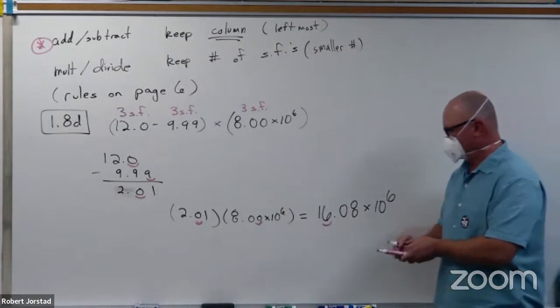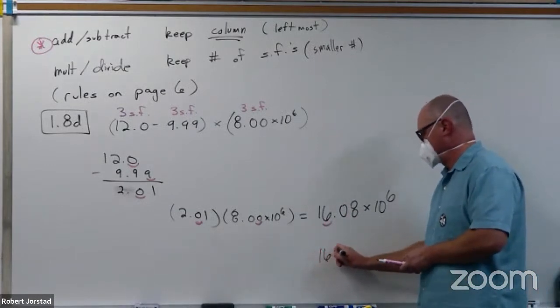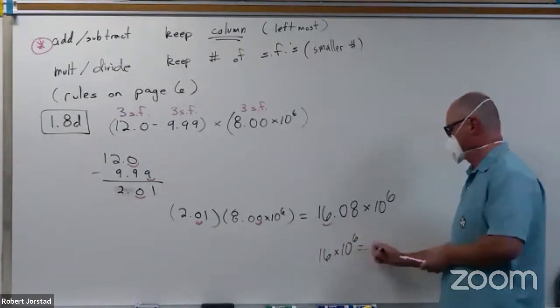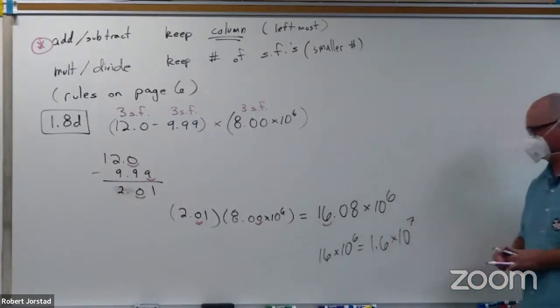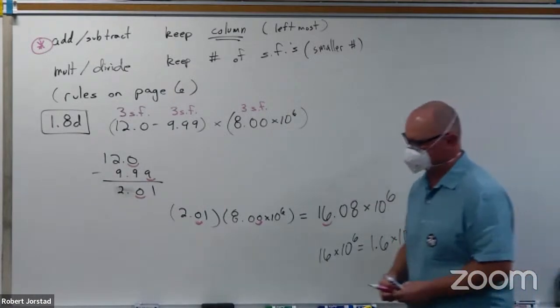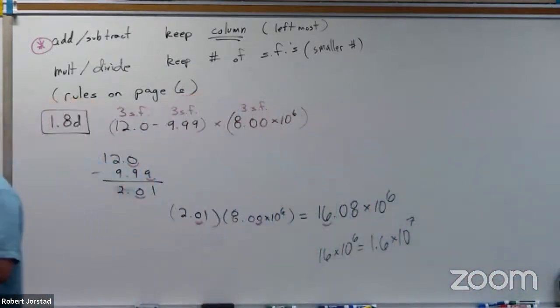So then the final answer for this would be 16 times 10 to the 6th, which is 1.6 times 10 to the 7th, all right? I hope I wrote down those numbers correctly. All right, so far so good with that? And so, all right, this is what you got to watch out for with sig figs. Tell me right now how you're feeling. Thumbs up, thumbs down on this.